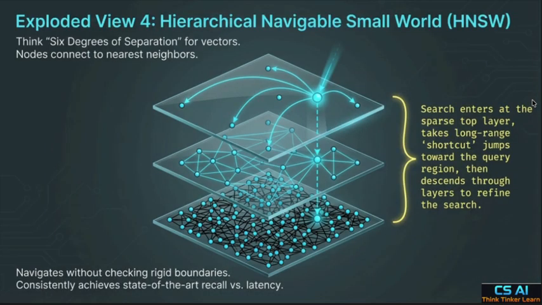For the highest performance, we use HNSW, hierarchical navigable small world graphs. Think of it as 6 degrees of separation for vectors. We build a graph where nodes connect to their nearest neighbors across multiple layers. Search enters at a sparse top layer, takes long-range shortcut jumps to get close to the query region, and then descends through increasingly dense layers to refine the search. HNSW consistently achieves state-of-the-art recall versus latency because it navigates without checking rigid boundaries.